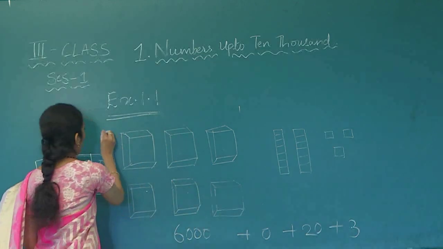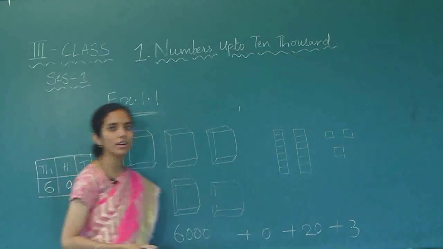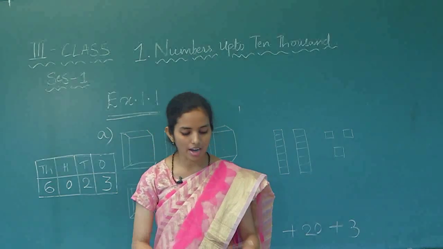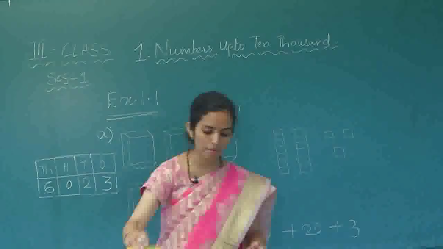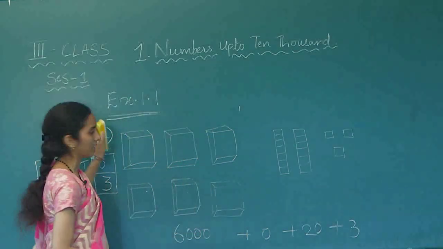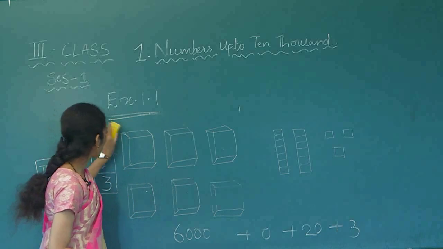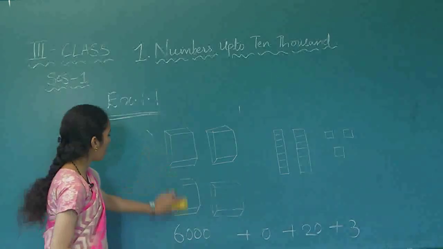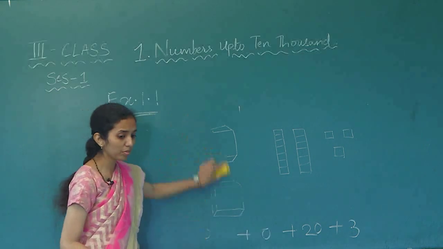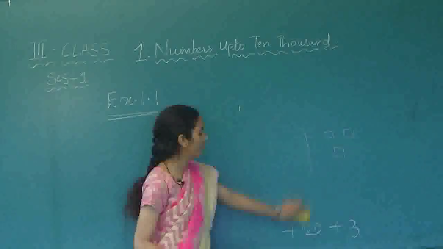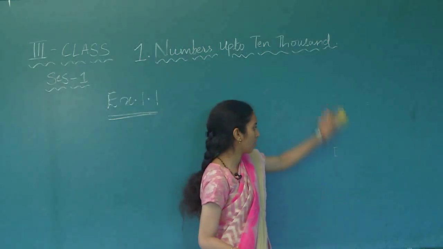In this manner he has given us 3 more examples, B, C, D. Example A I have explained, and B, C, D is for your practice. And next, question number 2, write the numbers shown on the abacus. I already told you, when an abacus is given, we have to count the beads and write it in the form of numbers. That is the question here.